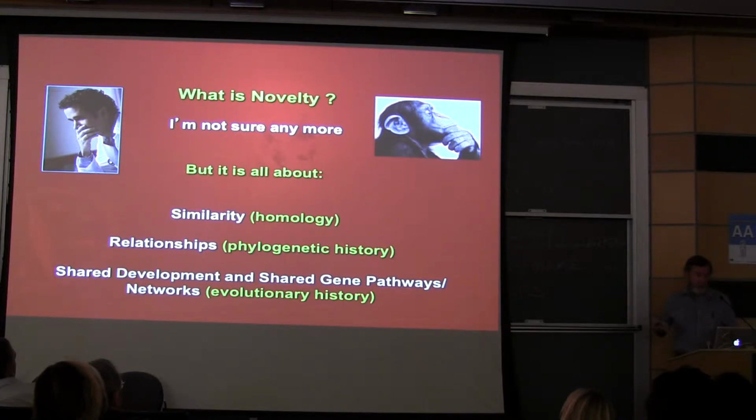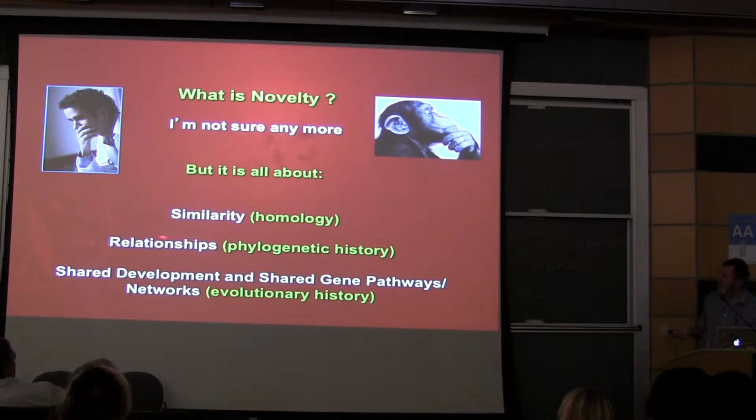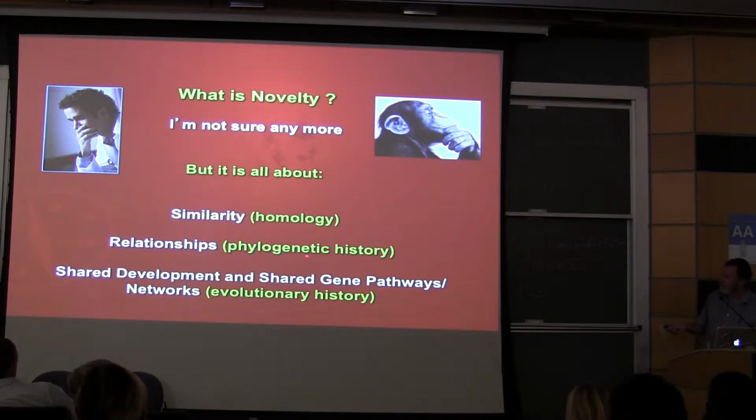I used to think I know, but I'm not so sure that I know anymore. But it's most certainly all about all the things that organismal and evolutionary biology cares about. Similarity, that is homology, relationships, phylogenetic history, and shared developmental and shared gene pathways or gene networks, which I've broadly called evolutionary history, which you could call evo-devo or developmental genetics or whatever term you would use for this. Clearly these are major topics in organismic and evolutionary biology. And novelty is dependent on considerations of each of these components.